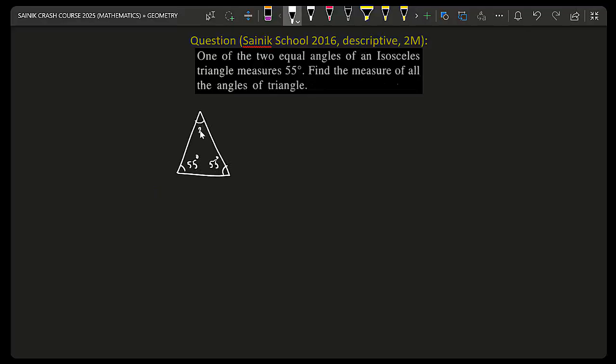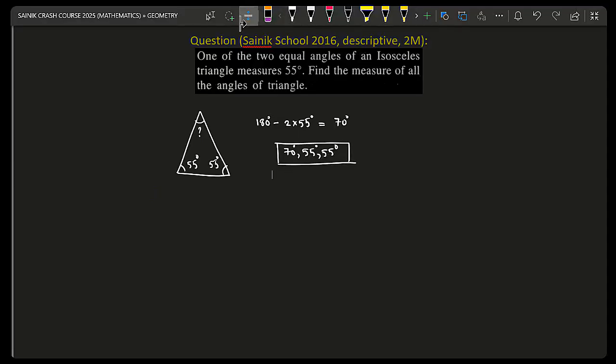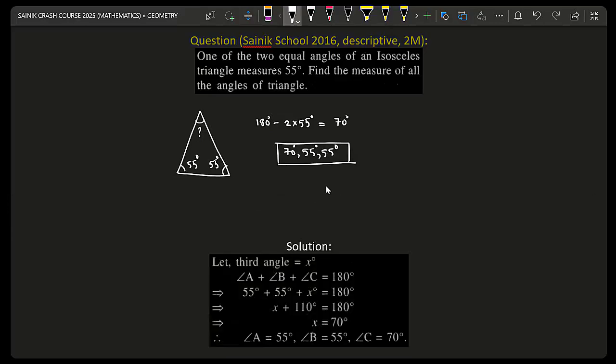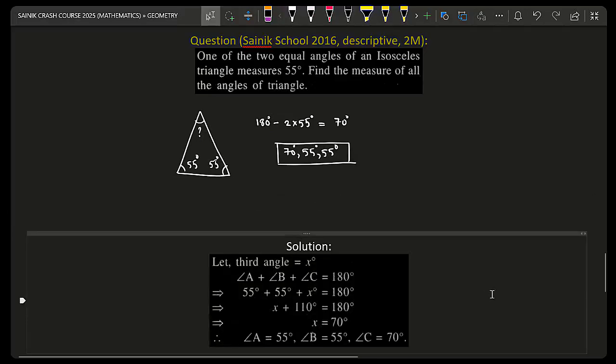Yes, sir. Now you want the third angle. So how can we solve this? Sir, 180 minus 55 into 2. Yes. What is the answer? Sir, 70. 180 minus 110 is 70. Now you write all the angles. Sir, 70, comma 55, comma 55. Yes, 70, 55, 55. Okay, this is the answer. Okay, Amshuman, you can mute. So we got the answer 55, 55, 70. You can write in any order, no problem.